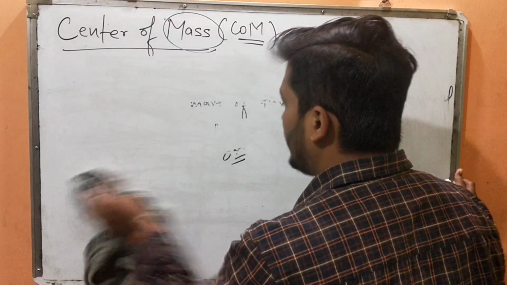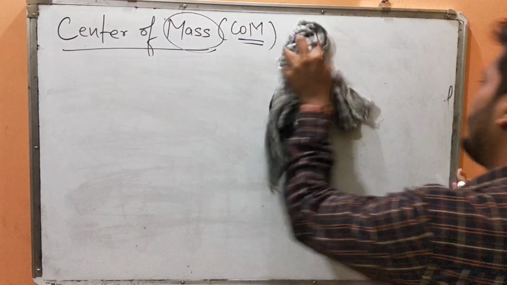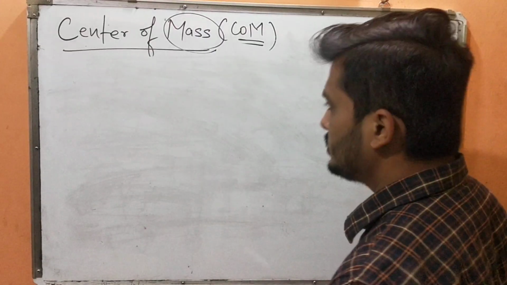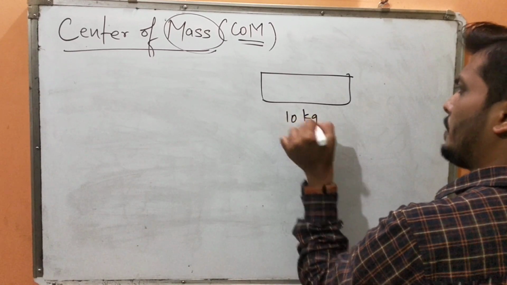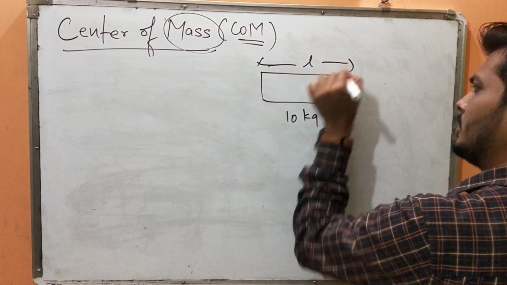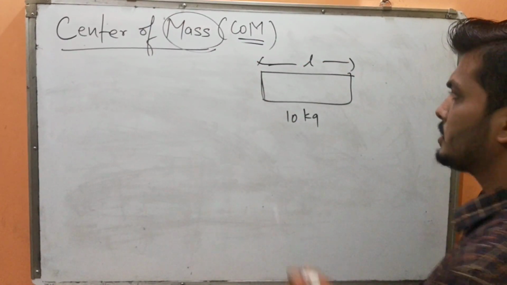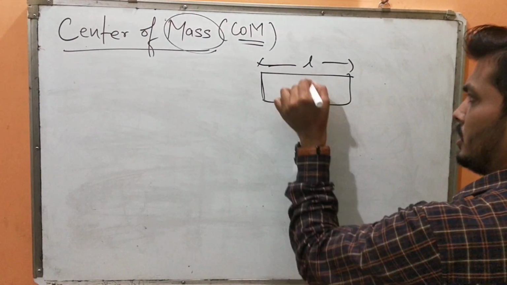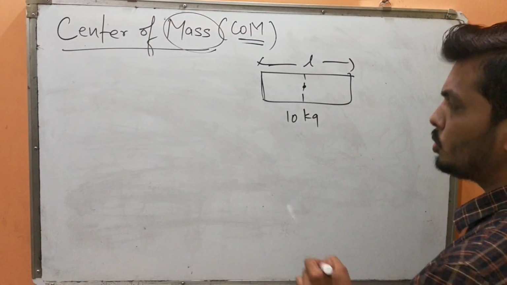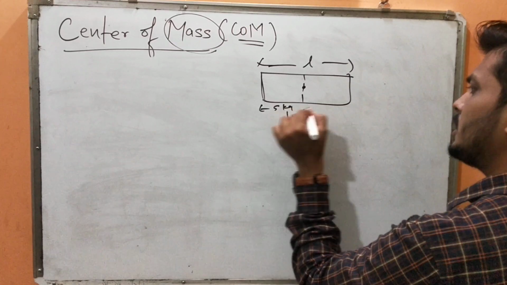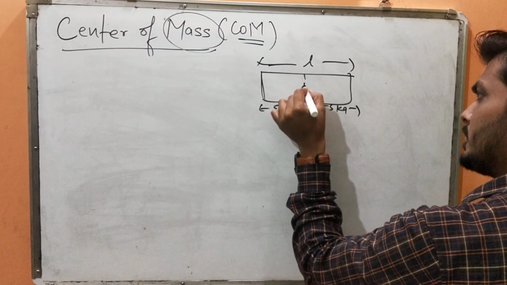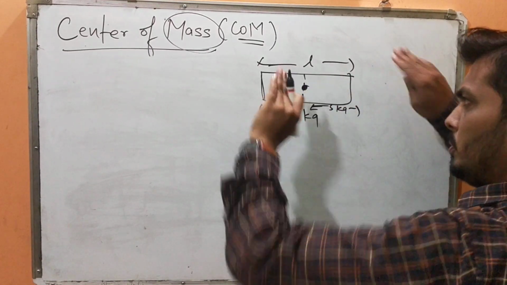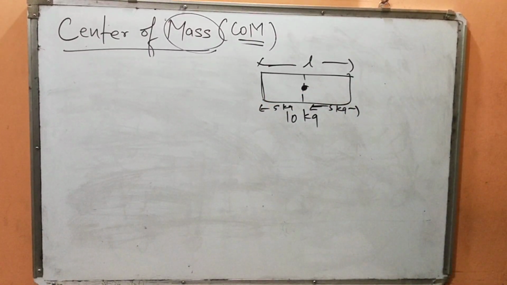Or you can say that it is a point where the mass is uniformly distributed. Suppose this is a rod of 10 kilograms of length L, tell me where is the center of mass? You will tell exactly here. You will divide this rod into two parts, 5 kilograms here and 5 kilograms here. So from this point, the mass is distributed equally.